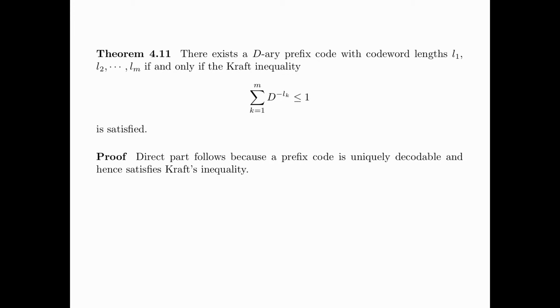Theorem 4.11 is a characterization of the existence of a D-ary prefix code. It says that there exists a D-ary prefix code with codeword lengths l_1, l_2, up to l_m if and only if the Kraft inequality, summation of D to the power minus l_k, k equals 1 to m, less than or equal to 1, is satisfied. The direct part of the theorem, that is, the only if part, follows because the prefix code is uniquely decodable and hence satisfies the Kraft inequality.